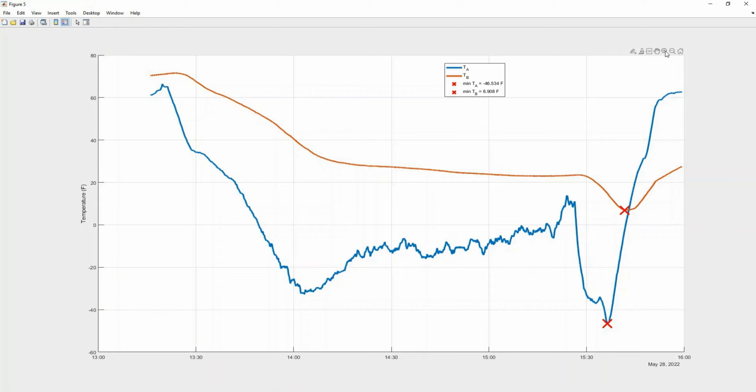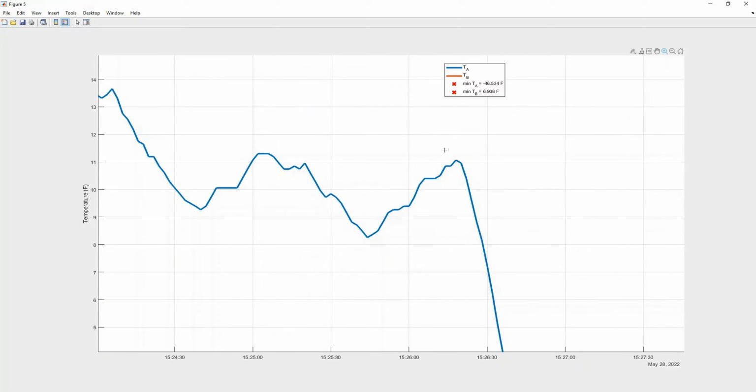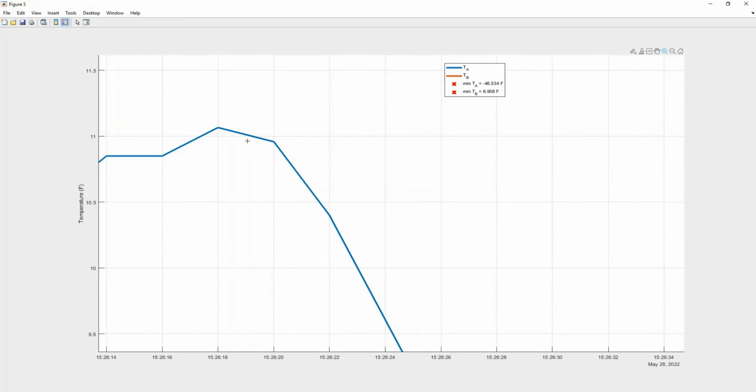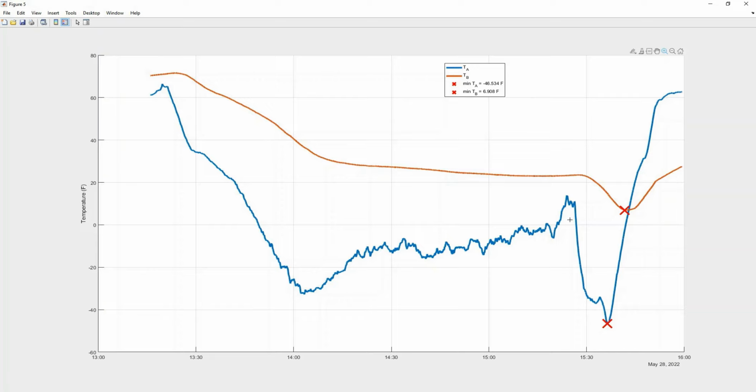Let's see what time this profile changed. And what's interesting is, again, look at this. This happened here at 3:26 and 16 seconds. So here is where we think the balloon burst, and when it burst, it would have started dropping precipitously through the atmosphere, and that's what you see right here. The temperature is starting to drop.